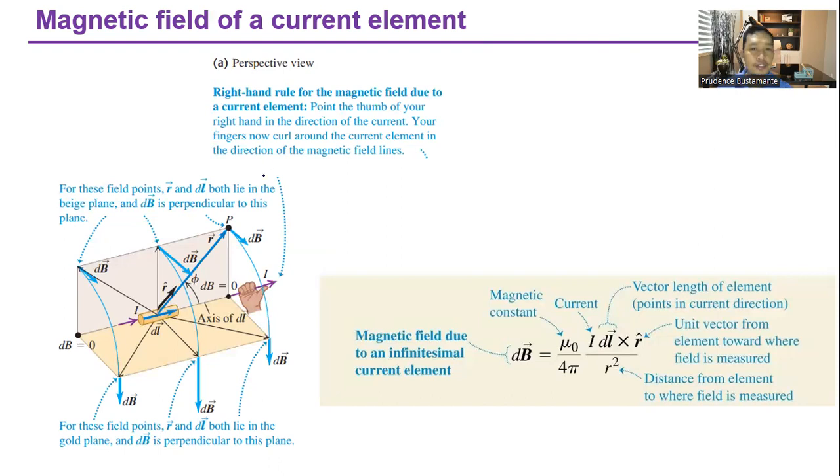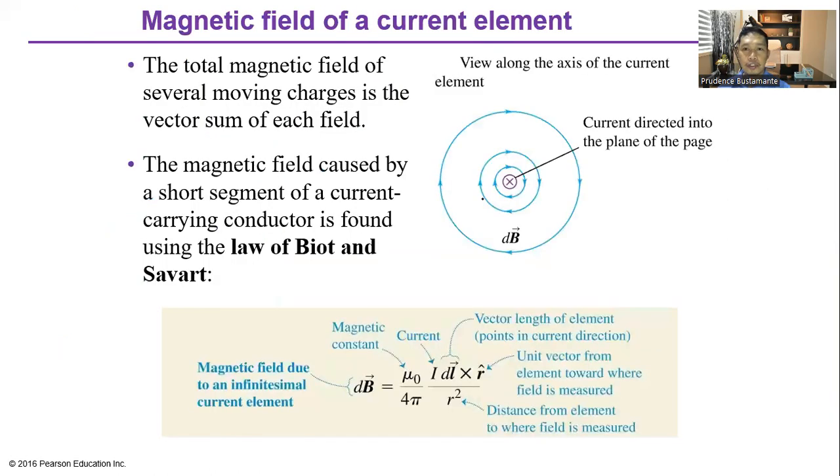Thank you. How about the magnetic field of a current element? You have a current element, there's a current on it. What is the magnetic field of this current element with current passing on it with length dl at point P? Okay, if you want to view it along the axis of the current element, this is the view.